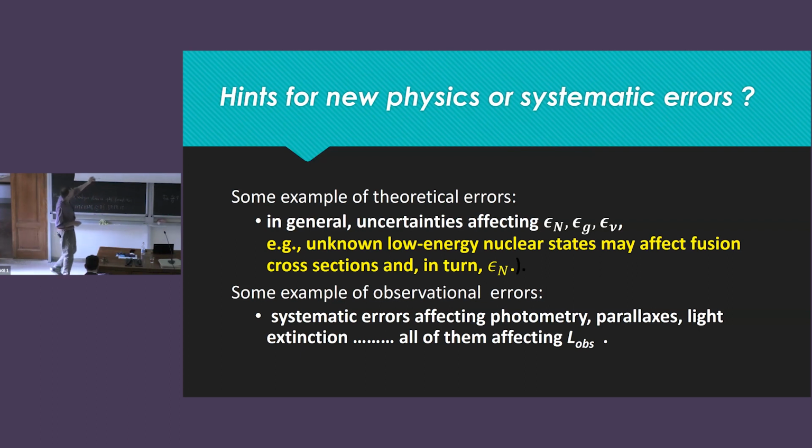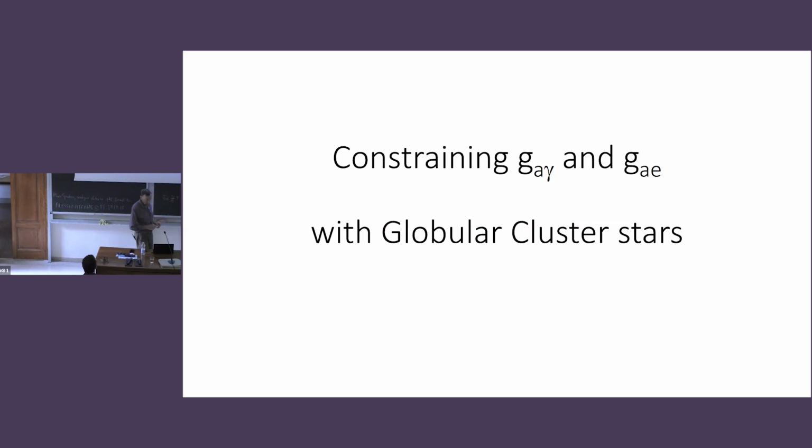Some examples of observational errors: well, any statistical and systematic errors affecting parallaxes, photometry, light extinction, and so on, would affect the observed luminosity. So we have to consider both and try to analyze them in order to get constraints, essentially, on the coupling constants, the coupling of axions with photons and with electrons.